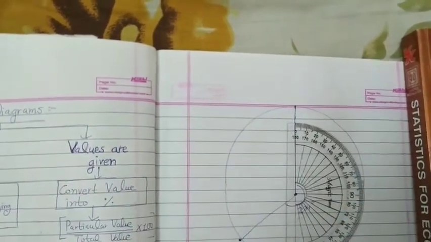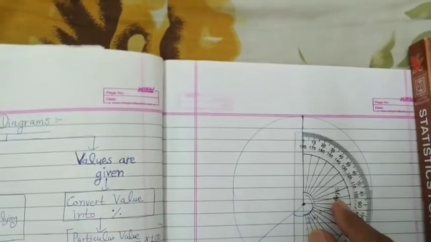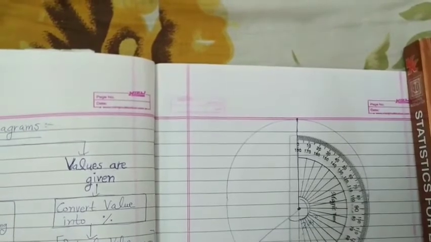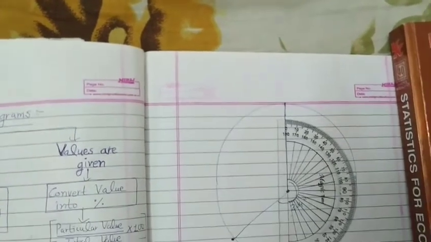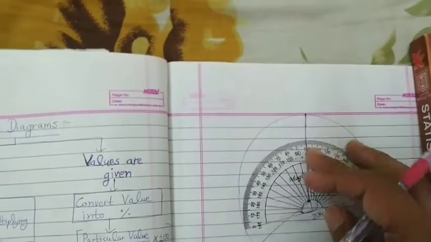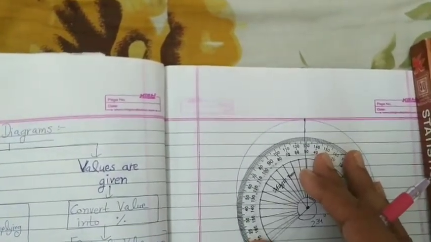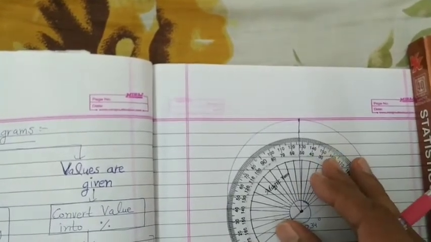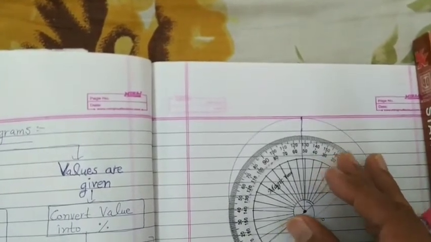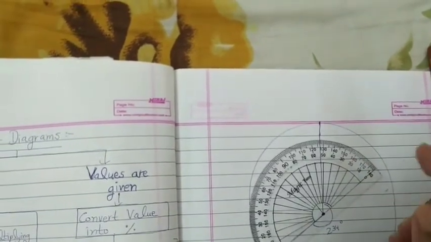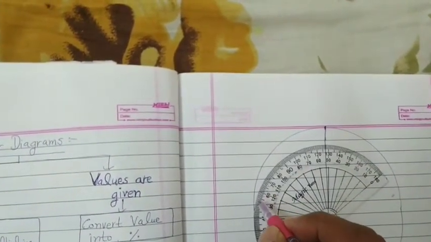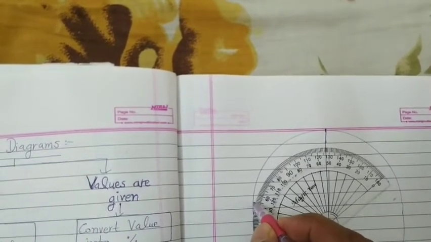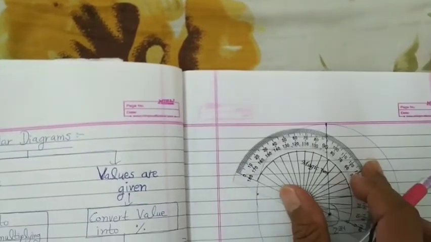suppose the first angle is only 54 degree, then you have to put it like this and then make it on 54. That is for example. Okay, next you have to put this on this line, and then the second degree is 54 degree. So now you have to mark on, then you can join it.